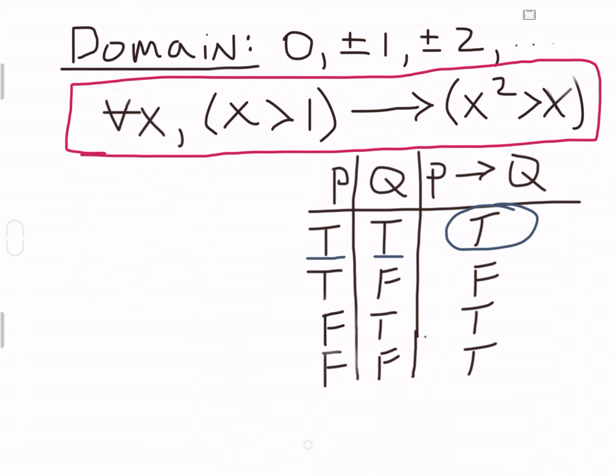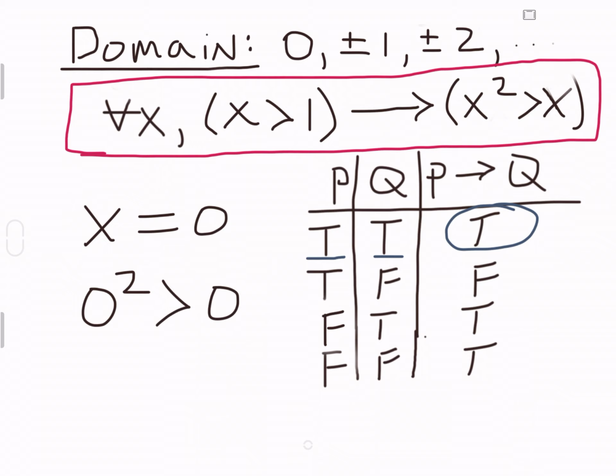is they say something like, well, let's consider 0. Okay, well, what about x equals 0? And students will say, well, look, it's not true. It's false that 0 squared is greater than 0. And it's true, this is false.